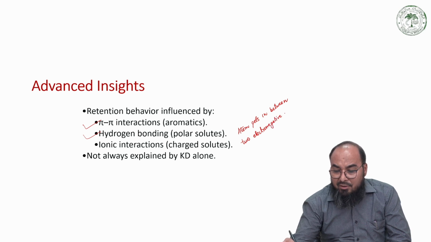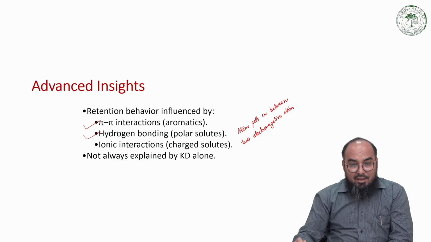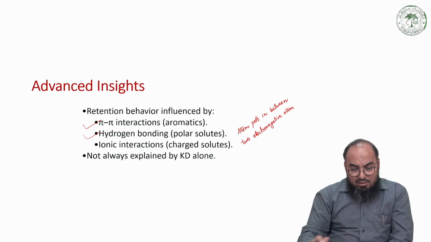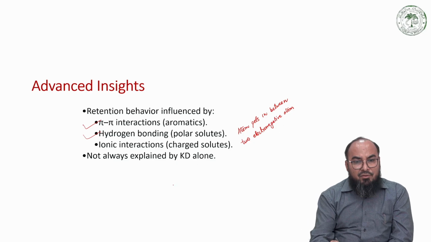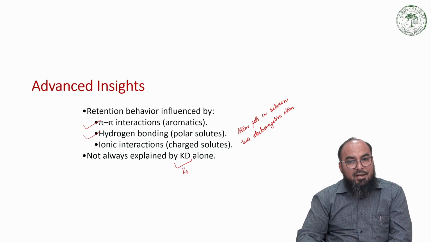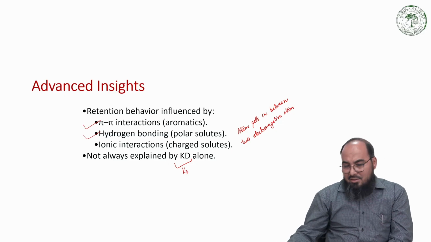Two electronegative atoms. Then hydrogen bonding comes into play. Similarly, we have ionic interactions because of the charged solute. Now, we have seen a lot of advantages of KD, but KD alone cannot explain all the things. This KD can be written like this, KD. So it's not something different, it's the same distribution constant.